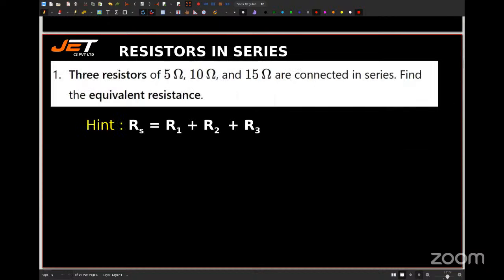Now we will try to solve a few questions for configurations in series circuit and configuration in parallel circuit. The question is: three resistors of 5 ohms, 10 ohms and 15 ohms are connected in series. Find the equivalent resistance. So Rs is given as the equivalent resistance of R1, R2 and R3, which are 5 ohms, 10 ohms and 15 ohms. Now I would ask you to find the total equivalent resistance and put your answers in the chat box.